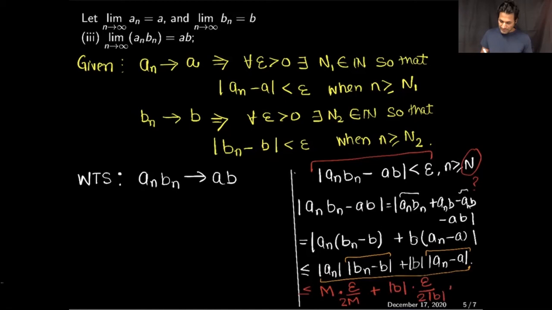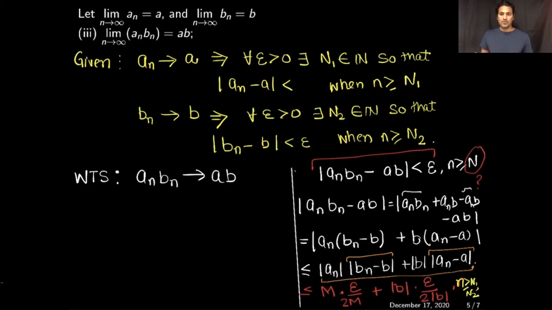And as you can see, I can make |bn − b| less than epsilon when n is bigger than n1, and I can also make |an − a| less than epsilon when n is bigger than n1. So therefore, I can make this true when n is bigger than or equal to both n1 and n2. So next, what we're going to do is modify what is given, because the given quantities are true for all epsilon.